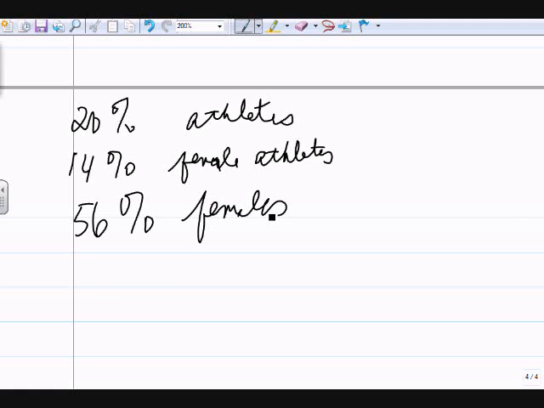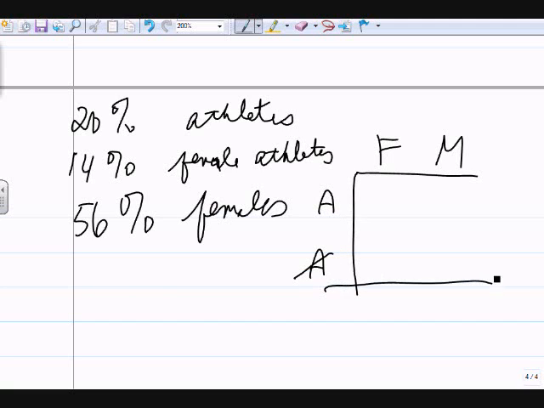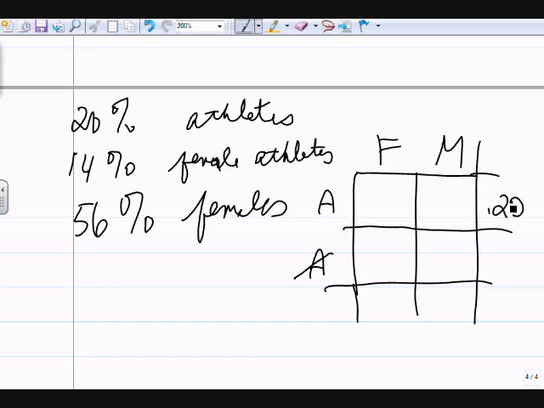All right, I want to do some probability problems with this, so I'm going to set up a two-way table. You're either female or you're not. You're either an athlete or you're not. Okay? So let me put this data into this table so I can answer some questions about it. 20% of students are athletes. 20. That means 80% aren't.